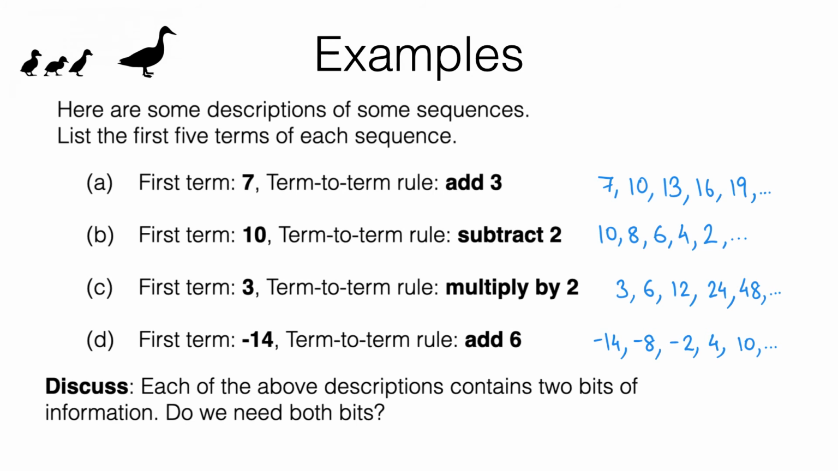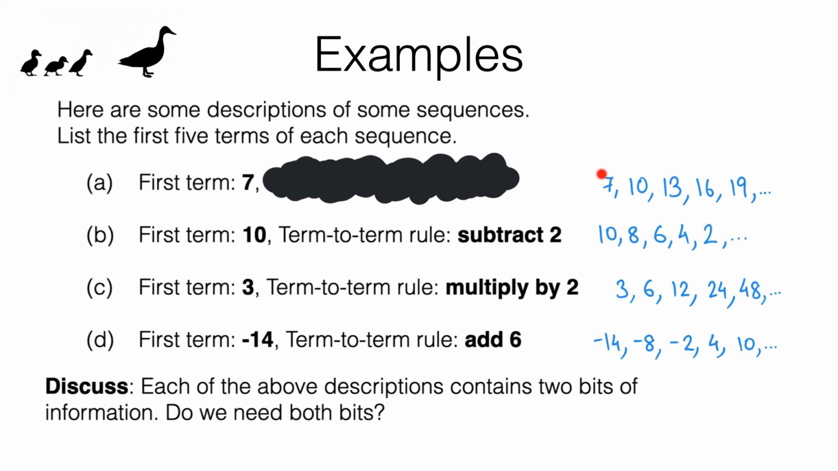For example, in sequence A, if we were told that the first term was 7, but we didn't know the term-to-term rule, of course, we could have identified the first term correctly, but we would have no idea what to put next. How would we know whether we were adding 3, or maybe subtracting 17, or multiplying by 10, or dividing by 5? We'd have no idea. So having the first term on its own isn't good enough.